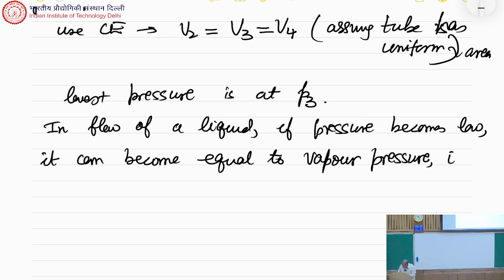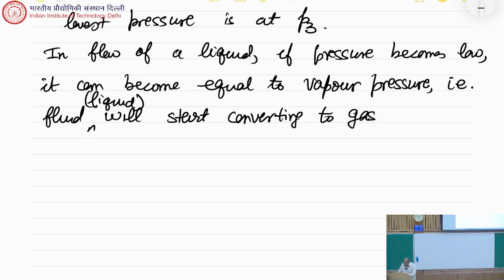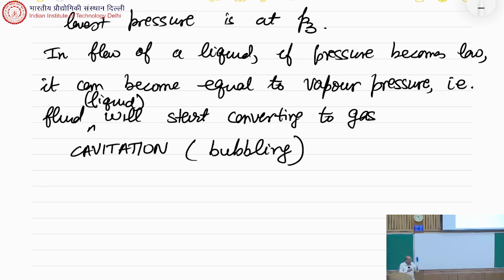equal to the vapor pressure, that is, the liquid will start converting to the gas. This is a thermodynamic process: if the pressure in the liquid becomes low, then it can start converting to a gas, and this phenomenon is called cavitation. And the onset of cavitation, you see it by bubbles starting to form. And generally cavitation is best avoided.